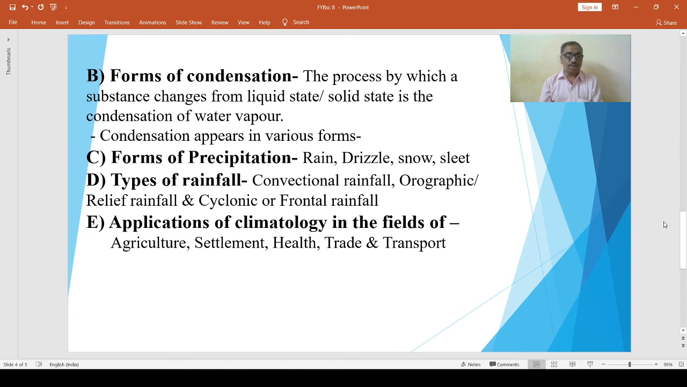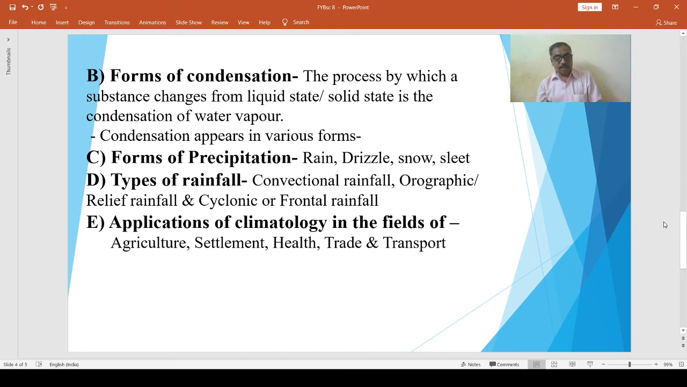Due to slower ascent and cooling, precipitation in a cyclone is not violent. It is steady, more widespread, and is of longer duration. Then the applications of climatology in the fields of agriculture, settlement, health, trade, and transport.